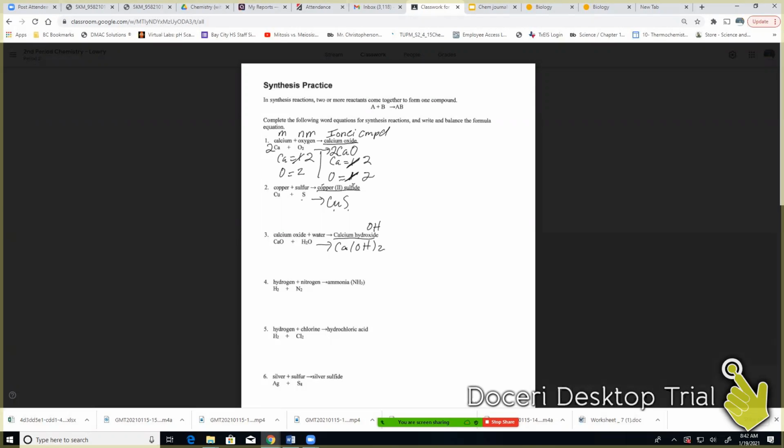Ca(OH)2. The reason this 2 is right here is because calcium's a +2, hydroxide is a -1, so I have to put a 2 there. Do I need to do anything to balance this one? Let's see, let's just jot it down. Calcium, I have 1. Hydrogen, I have 2.